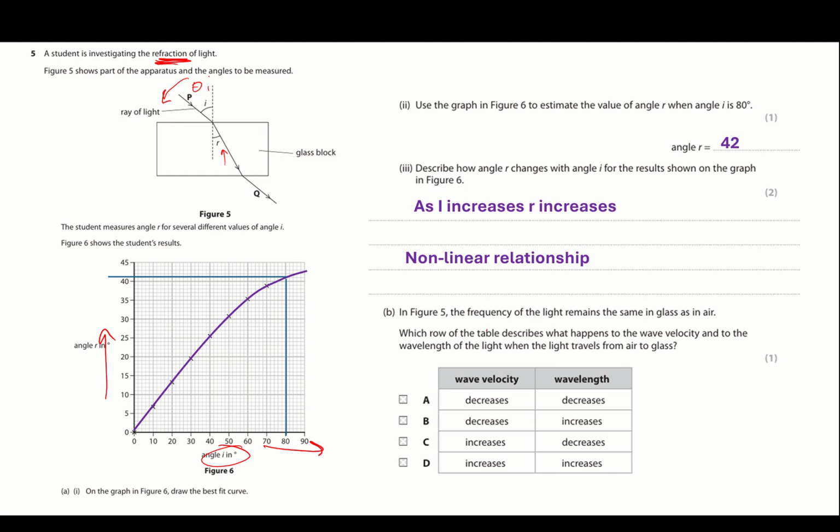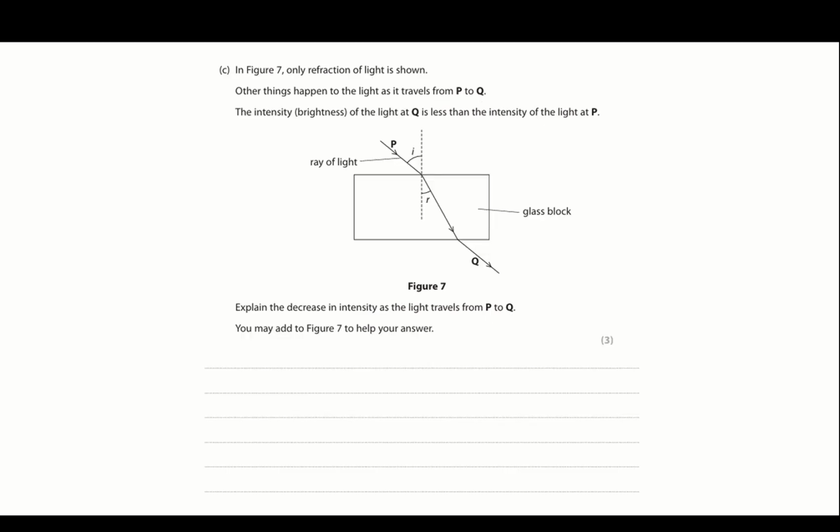And the next part is the frequency of the light remains the same in glass as in air. Which row describes what happens to the wave velocity and to the wavelength? So if I go back to this diagram here, we know that as it goes from air into glass, it's going to slow down. And as it slows down, the waves will bunch together. So they'll bunch together and then they'll go out as they came in. So we've got this basic idea that you're going to slow down, the waves will bunch together, so the wavelength will go less. So speed will go down, wavelength will go down, and that's going to have to be A, decrease, decrease. On to the next one.